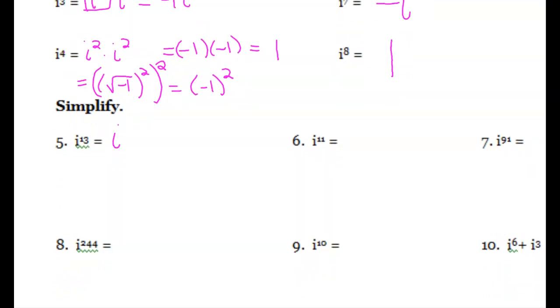i to the 11th: how many past a multiple of 4 is 11? What's the closest multiple of 4 in your 11? 8. So how many past 8 is 11? 3. So i to the 11th is the same as i cubed. i cubed is the same as negative i.